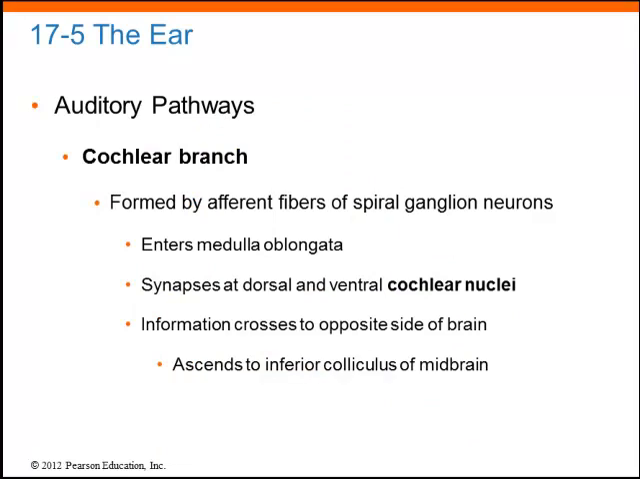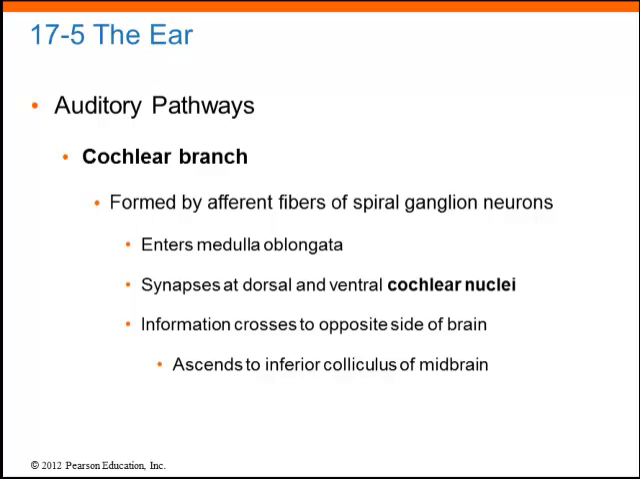So the nerve impulses are going to leave the basilar membrane. Those axons from those nerve cells come together to form the cochlear branch of the cochlear nerve, and they're going to enter the medulla oblongata and synapse at the cochlear nuclei, and we'll see what happens from there.